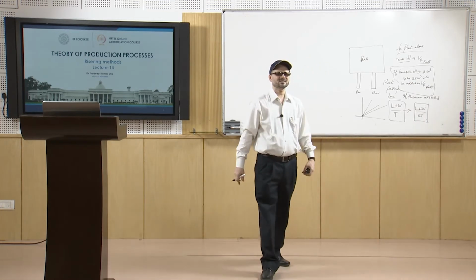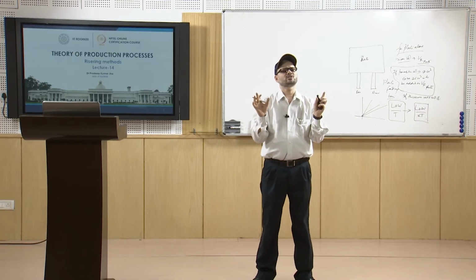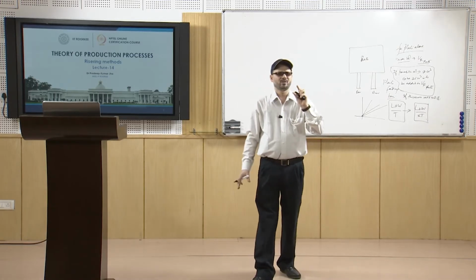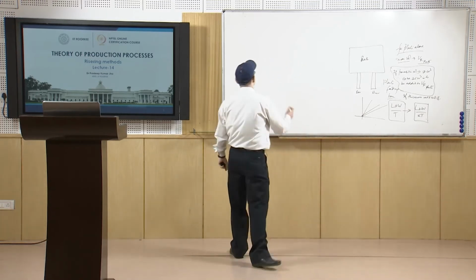The next method is the modulus method. As we know, T is proportional to V by A square. Suppose the V by A term, volume by cooling surface area, is known as the modulus of the casting.